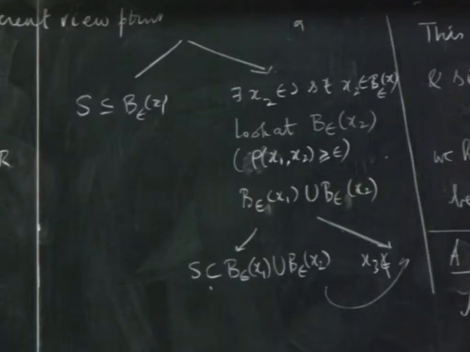So, if you go on doing it, what will happen? It will either terminate at one stage, saying that there are a finite number of balls whose union contains S, or this goes on and on. That means you will get an infinite number of balls whose centers still may not exhaust S. More importantly, S will not be contained in a finite number of these epsilon balls. Now, what we will show is the latter is not possible. It has to terminate after a finite number of steps. And this must happen for every epsilon.